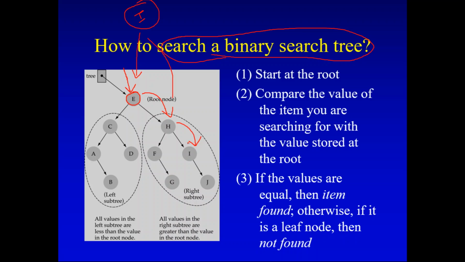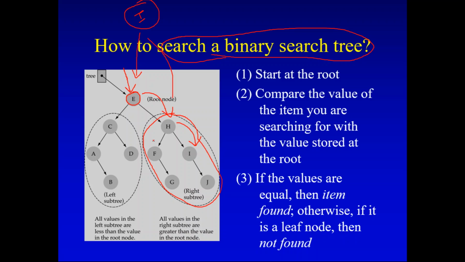Actually, this reduces the number of searches performed, because at the first go itself you are able to discriminate whether the value is in the left subtree or in the right subtree. So by that, the amount of search is reduced to a greater extent.